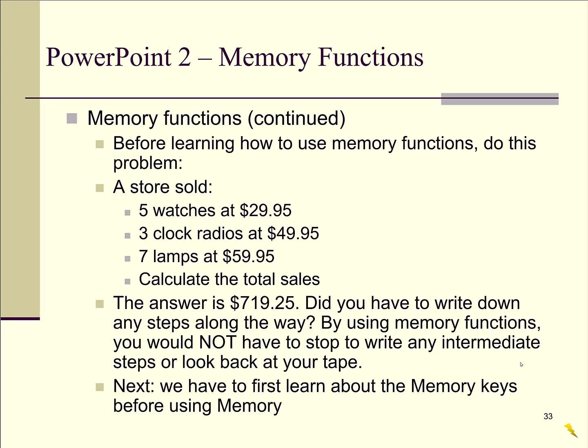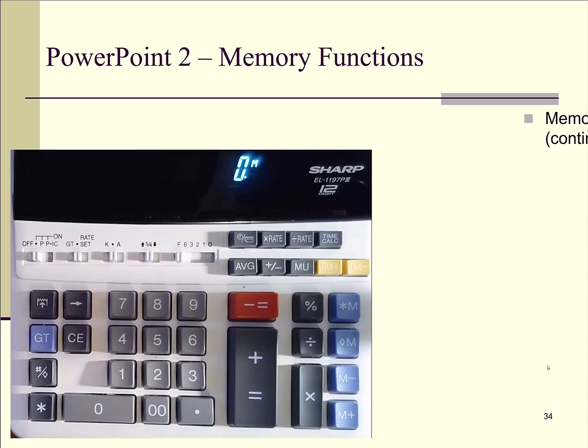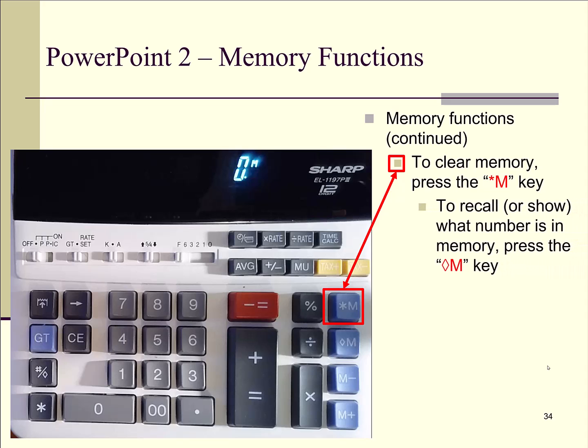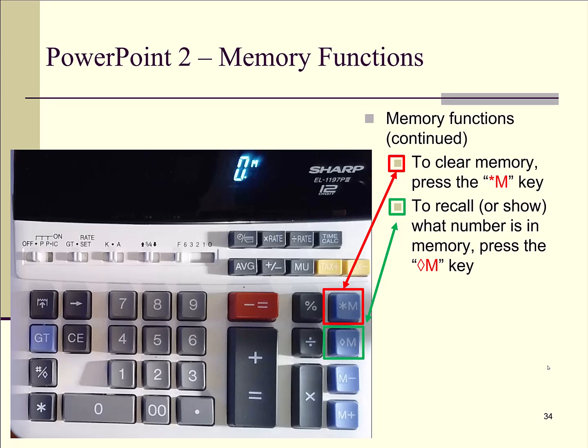Next, we first have to learn about the memory keys before we use the memory functions. The first thing we do when we're using memory is we always clear memory. To clear memory, we would press asterisk M. To display the number that is in memory, if there is such a number in memory, you would press the diamond M. Sometimes we call this the recall button. It recalls what number is in memory and shows it on your calculator display.